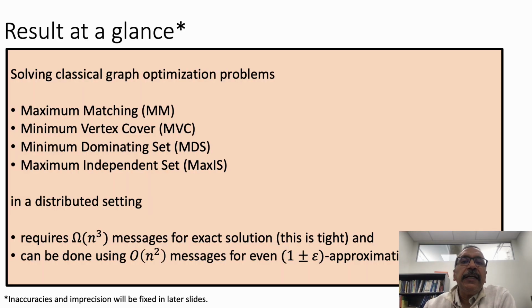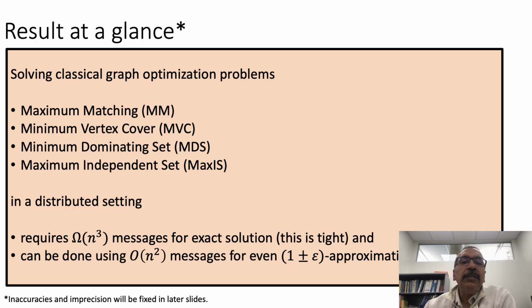I'll start by stating our main result quickly. In this paper we show that exactly solving classical graph optimization problems, namely maximum matching, minimum vertex cover, minimum dominating set, and maximum independent set in a distributed setting requires cubic messages, cubic in the number of vertices. This lower bound is tight. Furthermore, even if we allow a small amount of approximation, these problems can be solved using quadratic messages. And we show that this upper bound is also tight.